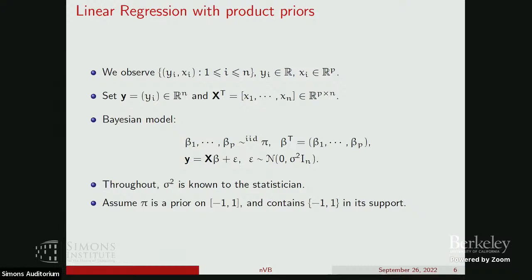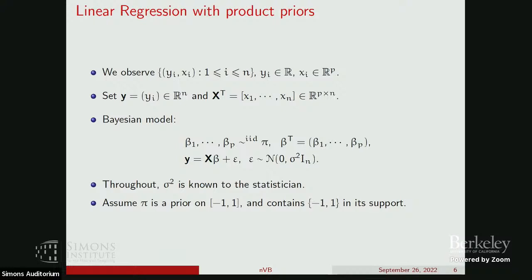For simplicity, I'll assume that the variance sigma squared is known throughout. In practice, people put additional priors on sigma squared or estimate it in some other way. I also have a technical constraint that I'll assume my prior is on a bounded set, but I think one can go beyond this with additional tail conditions on the prior. Maybe sub-Gaussian is possible, but for the moment, I'll just restrict to a bounded set.